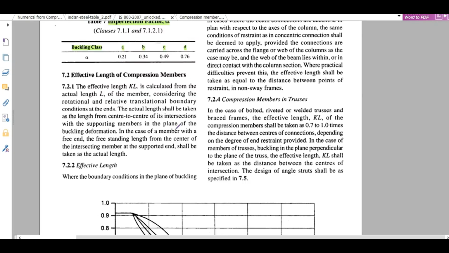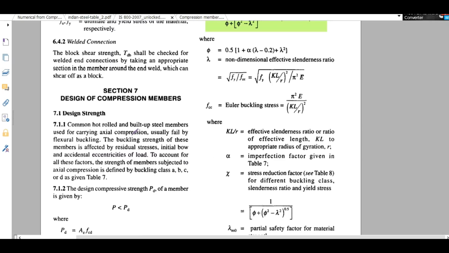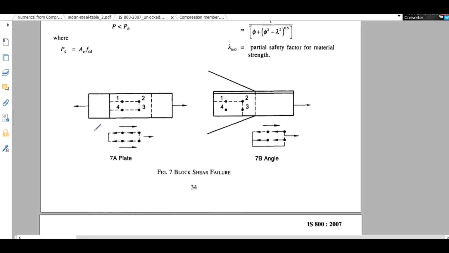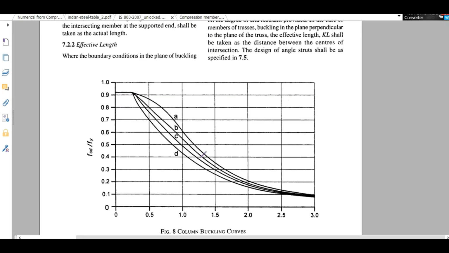So this figure 8 you will get it from section 7, design of compression member. Every guideline for designing a compression member is available in section 7. In section 7 we have the buckling curves. I have explained there are four possible buckling curves, A, B, C, D, that means four buckling classes: A buckling class, B buckling class.